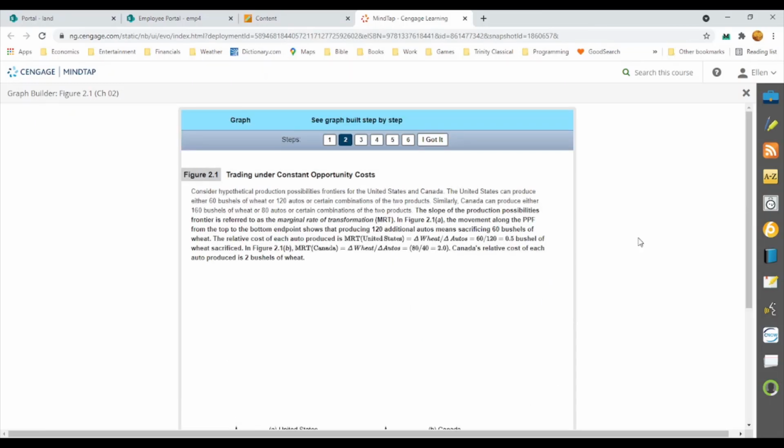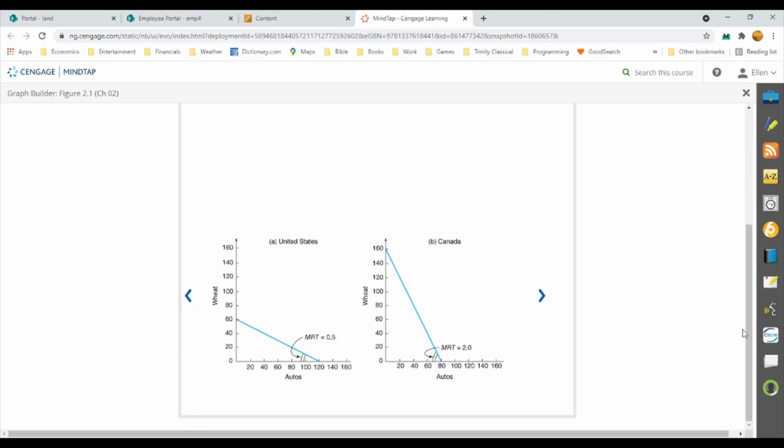So from there, they give us some more information here and remind us how to understand opportunity costs. That was the first thing we did with this. So if you focus on the United States, the way I always taught it was you could really look at these two extremes. You could say I'm doing 60 wheat, 0 auto, or 0 wheat, 120 auto. And so since this is a straight line, that means the trade-off, how many bushels of wheat I have to give up to make an auto, stays constant.